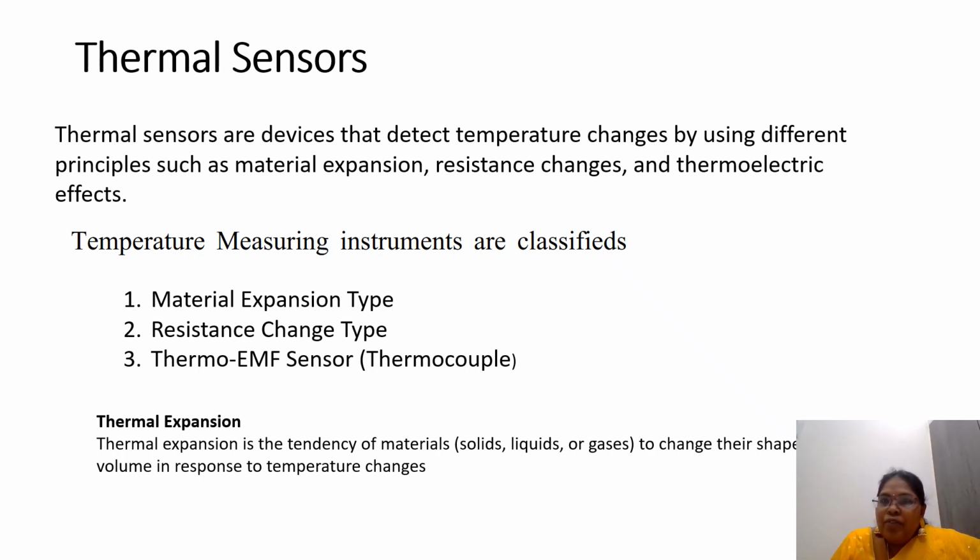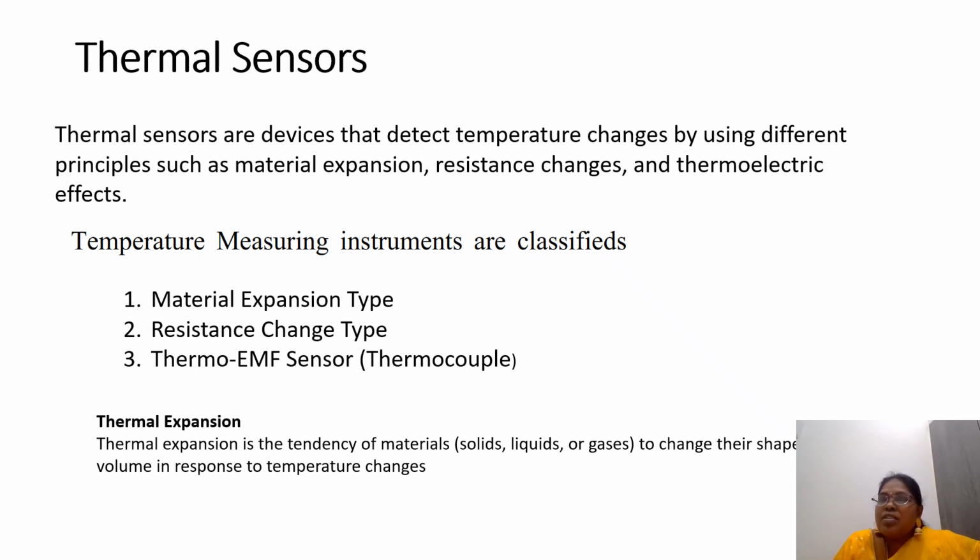Already I told we have seen different types of sensors like electromechanical sensors, mechanical sensors, and ultrasonic sensors, all these. All these sensors will detect something from a physical parameter, or based on a physical property it may change. Similarly in thermal sensors, we are going to detect the temperature, which we can understand from the name itself, thermal sensor. So how to detect the temperature? What are the ways we can detect the temperature?